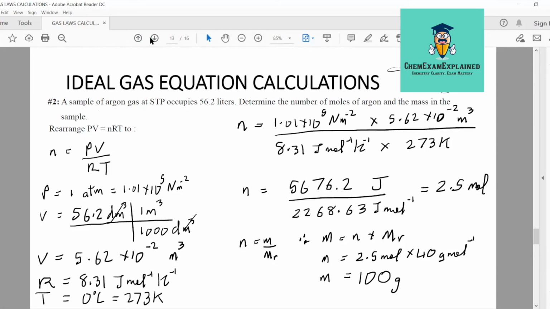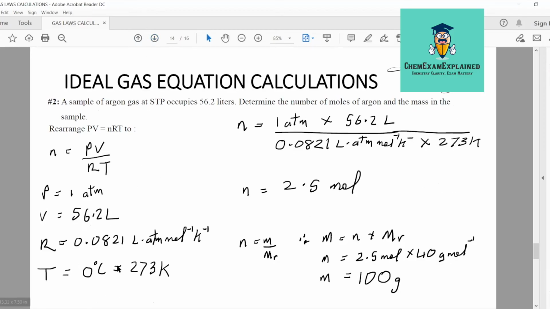Let's see what happens when I change the value of the R. So now, same question, but my R is now 0.0821 liter atmosphere per mole per Kelvin. Notice that if I'm using this R, my pressure must be in atmosphere and my volume must be in liter. My temperature, I must convert to Kelvin as usual.